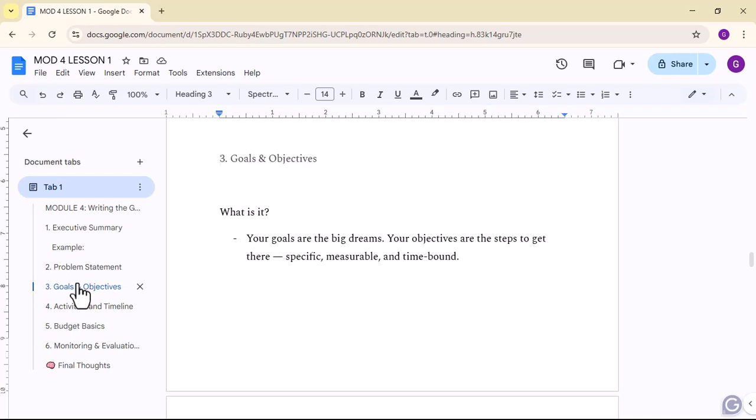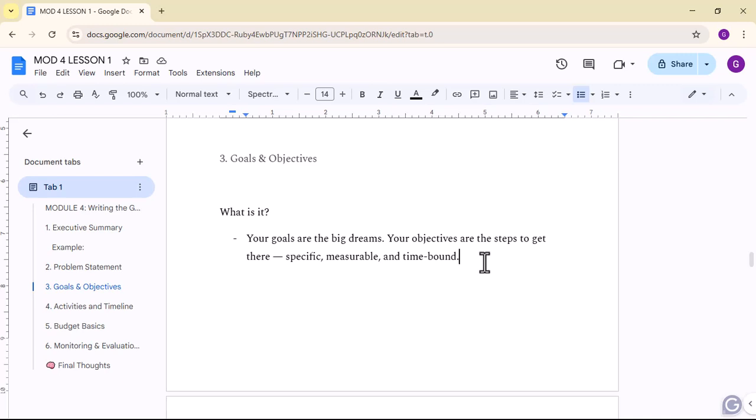They have to be specific, measurable, and time bound. SMART. That is what your goal should be. Now, we are saying that your goals are the big dreams. At the end of this project, if you solve the particular problem you want to solve, what are you intending on achieving with that solution that you are bringing on board?